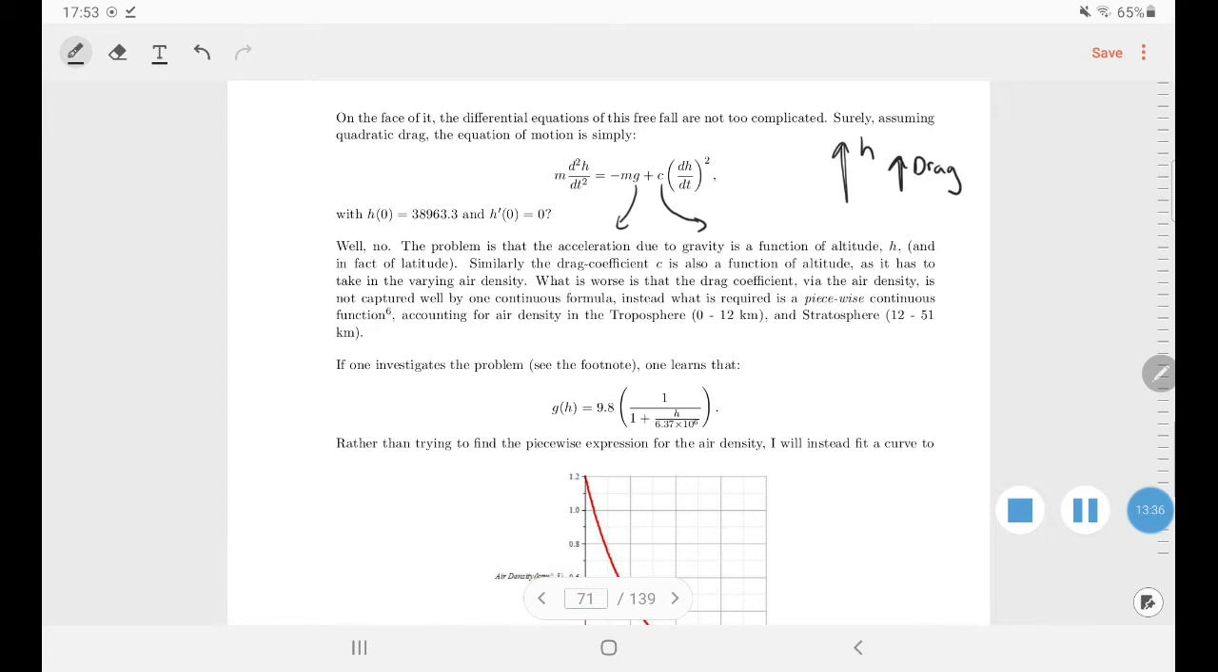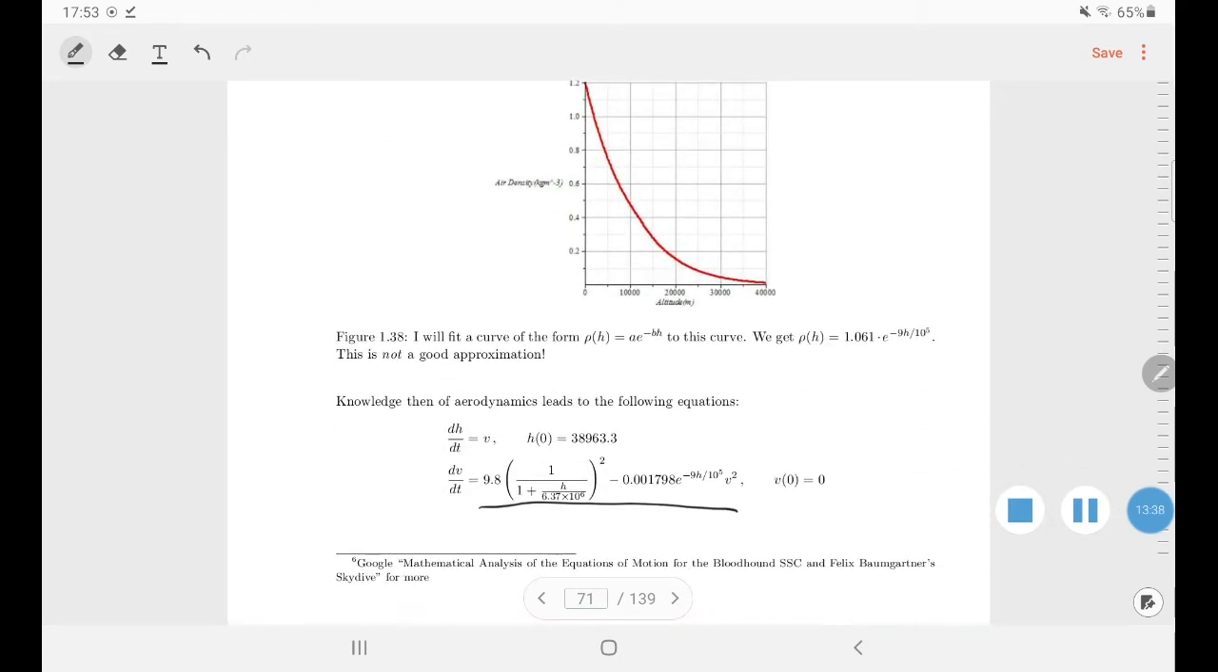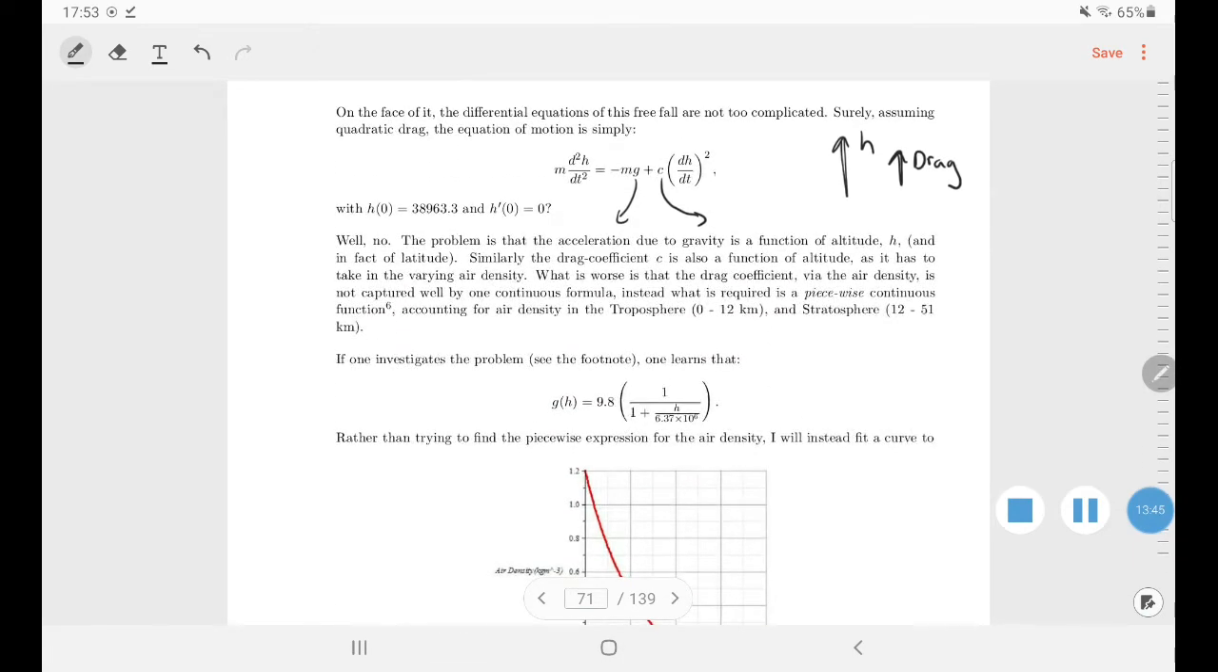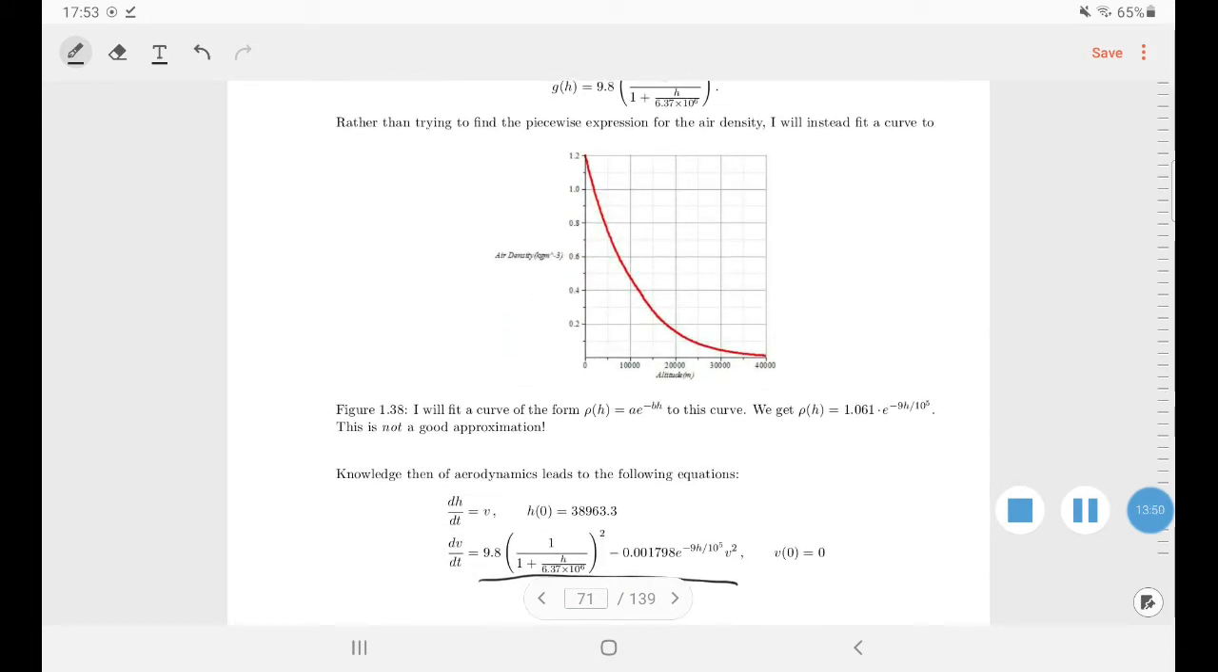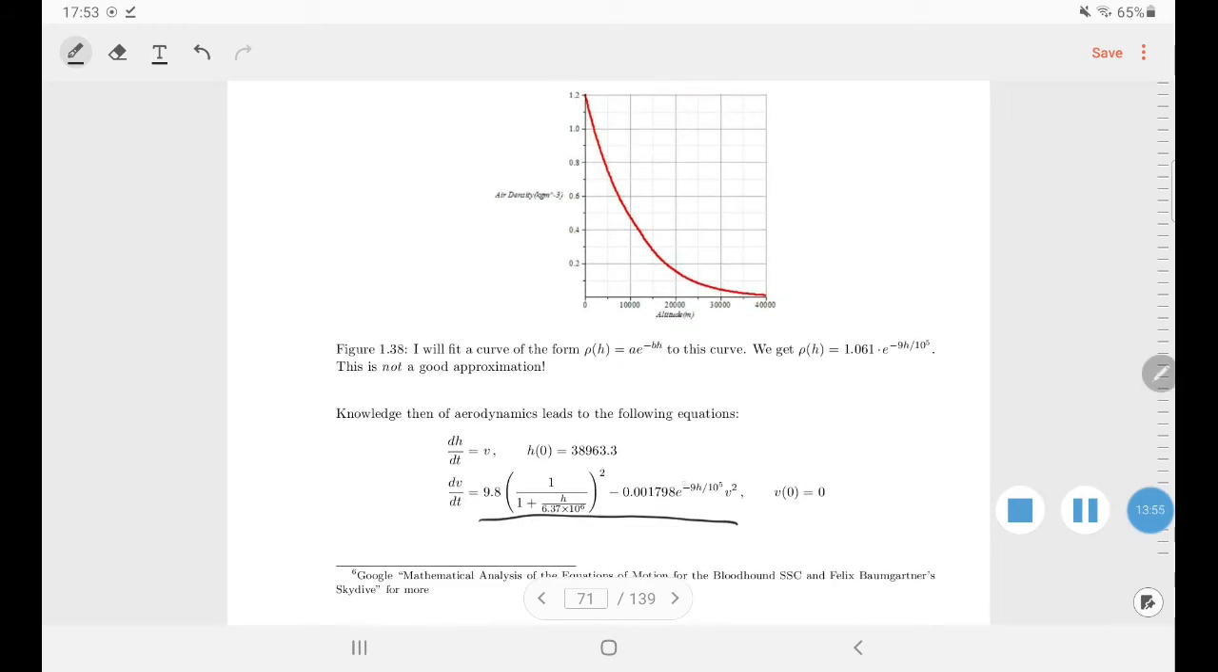If you divide both sides by m, this is the g, and this is the air density. The formula is a bit complicated; there are a few things going into it which I haven't mentioned, but it does involve the division by m. What I'm interested in is the following: we're saying v is equal to dh/dt. We differentiate both sides with respect to t, and dv/dt is equal to the second derivative of height.